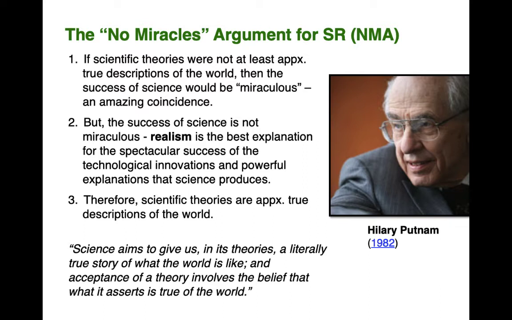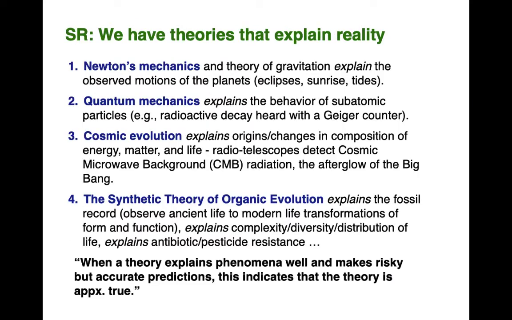Again, realism is the idea that science aims to give us in its theories a literally true story of what the world is like, and accepting a theory involves believing that what it asserts is true of the world. Some examples. Scientific realists believe that the success of such theories as these is why they explain reality accurately. Newtonian mechanics and Newton's theory of gravitation explain the observed motions of the planets, eclipses, the sunrise, tides. From quantum mechanics, quantum mechanical descriptions of reality explain the behavior of subatomic particles. For example, radioactive decay, you might hear with a Geiger counter detector.